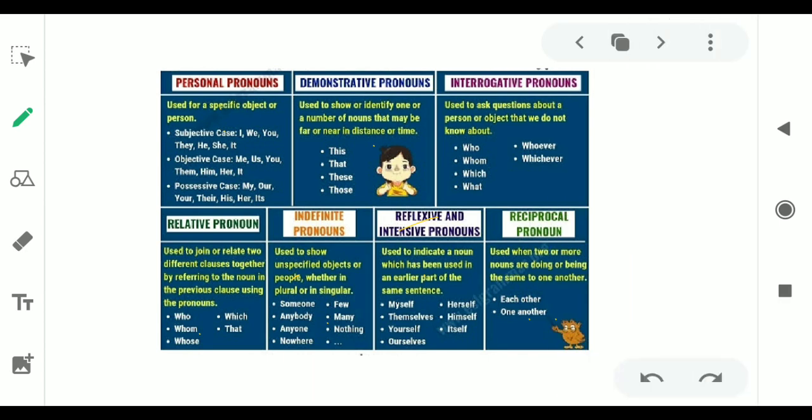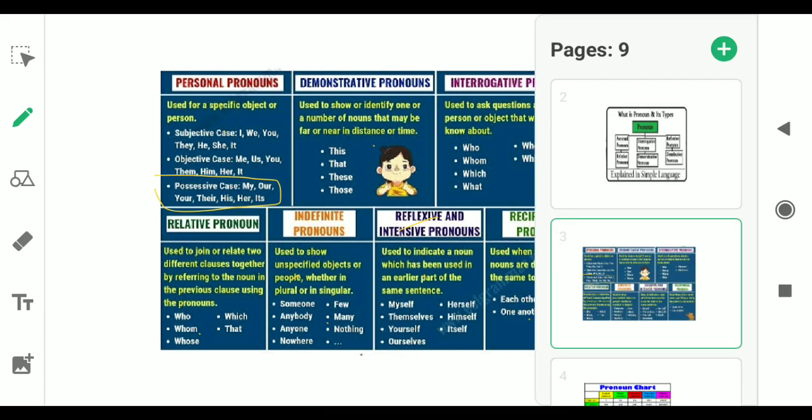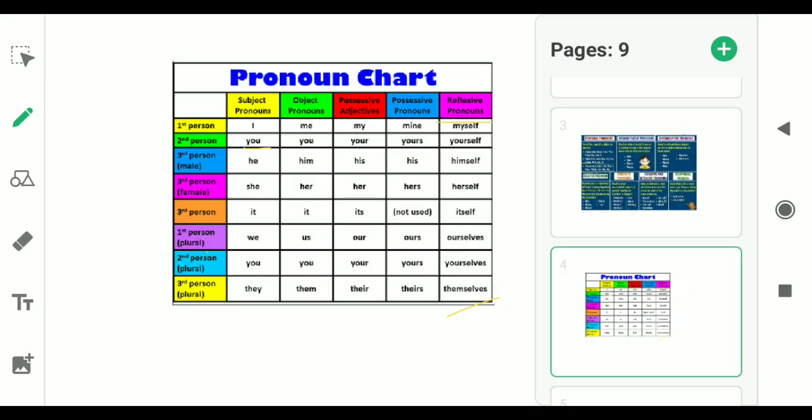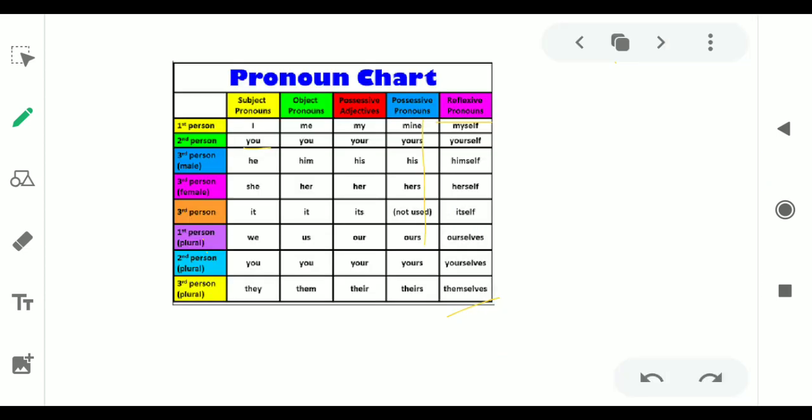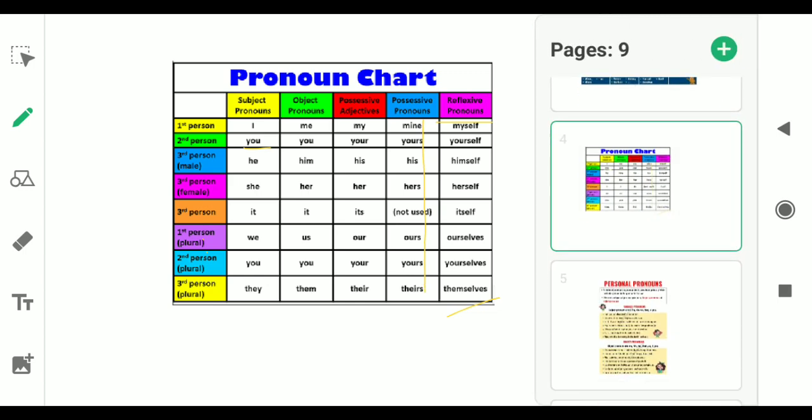Look, as I have said, this one was drawn by mistake. Ignore it, because it is a possessive adjective. Is it clear? The possessive pronouns are mine, yours, his, hers, ours, yours, and theirs. So up to here it is clear.